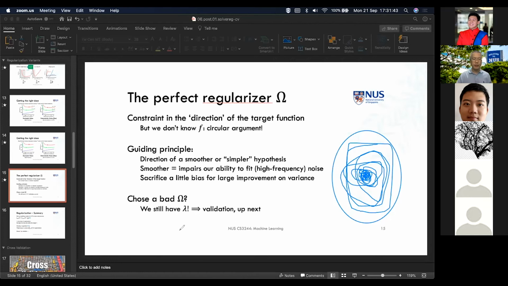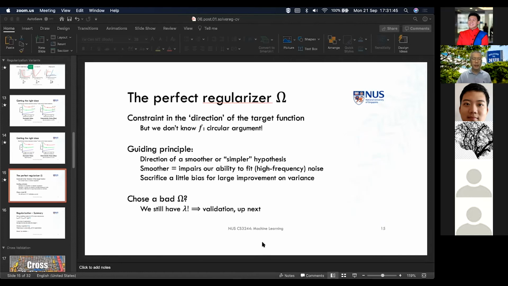So the guiding principle behind this is, again, that we want a smoother or simpler hypothesis, because we don't want all the wiggles in our hypothesis class, okay? We're going to sacrifice a little bit of our modeling capability, which is our bias, hopefully for large improvements in the variance, because when we constrain the set of weights, we're not going to be subject as much to the particular pick of our data set, okay? So that's all good.